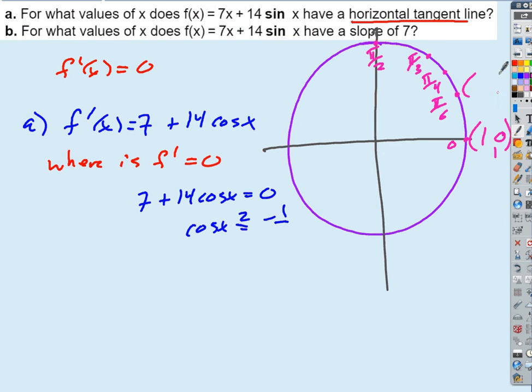How about right here? How many fingers are below at that point? 1. So the square root of 1 is 1 over 2. How many fingers are above? 3. So I get the square root of 3 over 2. How about right here? 2. Square root of 2?